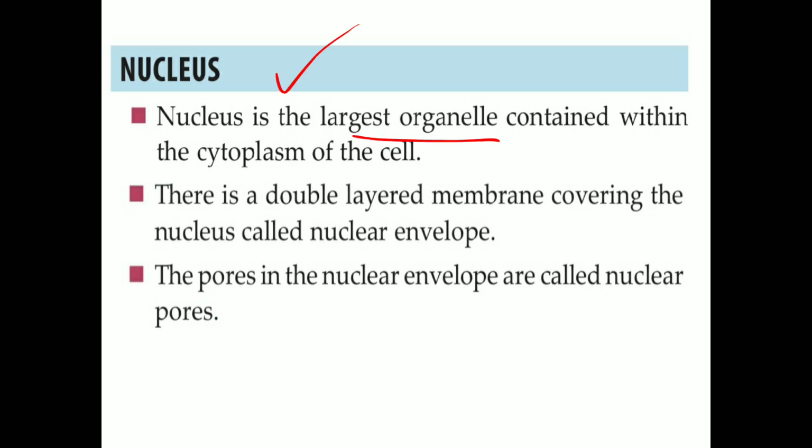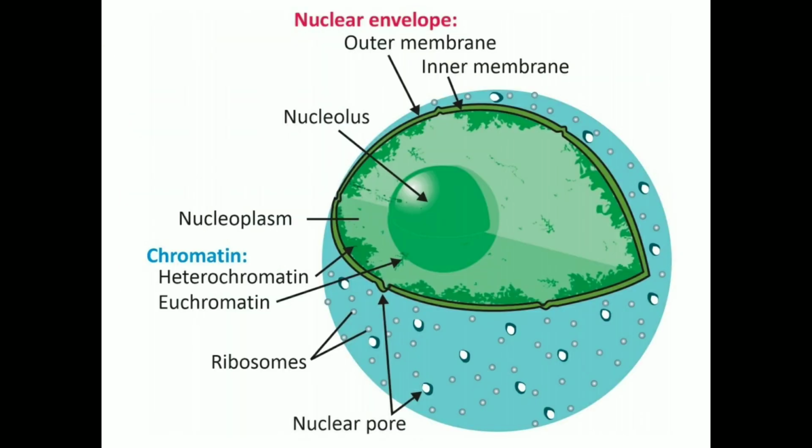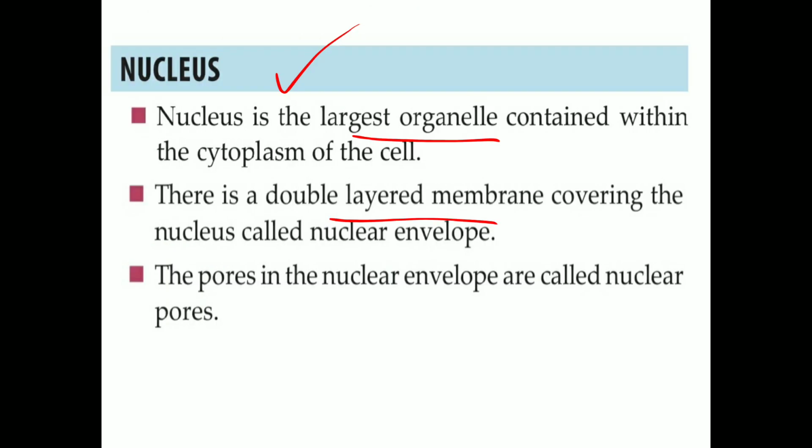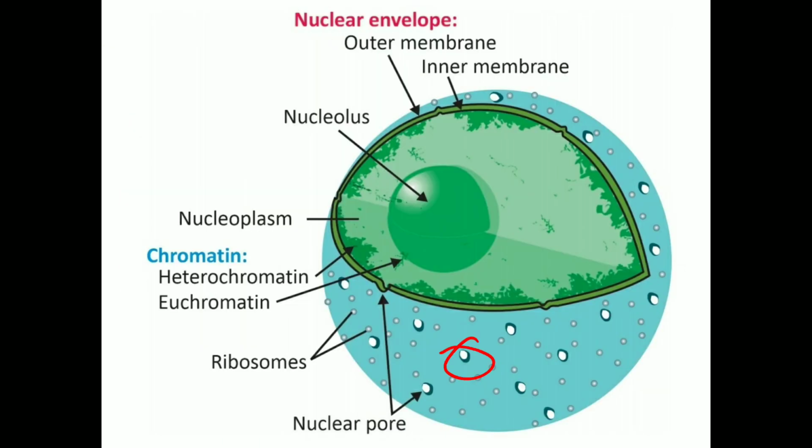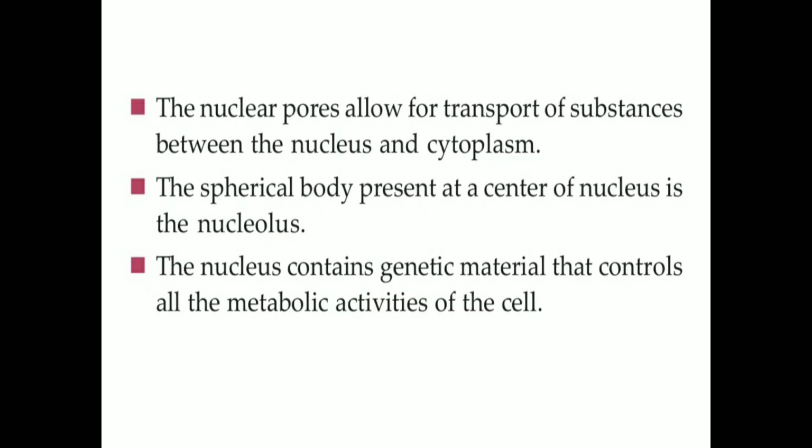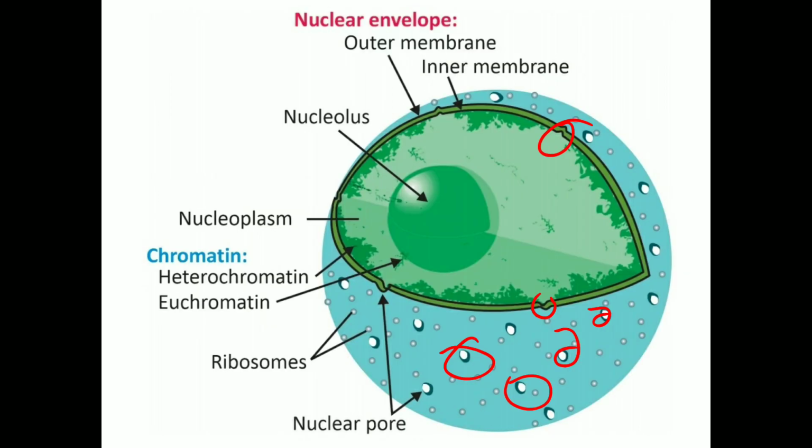Nucleus is the largest organelle and it is contained within the cytoplasm of the cell. There is a double membrane covering the nucleus, which is called the nuclear envelope, a double layered membrane. And there are pores in the nuclear envelope, called nuclear pores. These nuclear pores allow the transport of substances between the nucleus and the cytoplasm.